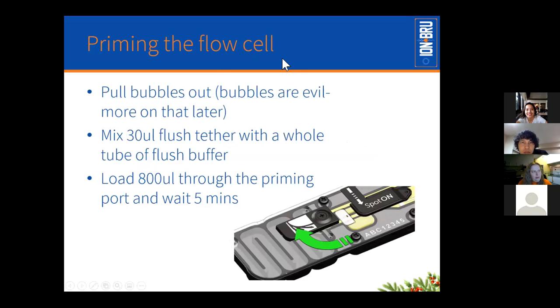So when you're priming your flow cell, which is kind of the first step after library prep, you want to pull out any bubbles. So bubbles are death for a flow cell. If the bubbles get into the pore array, they will kill any pores that they touch. The pores have to be constantly submerged or they will just die.